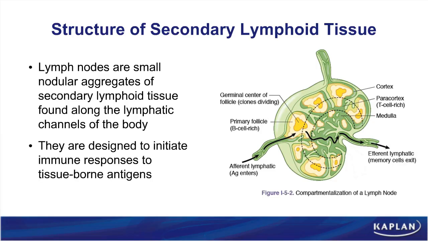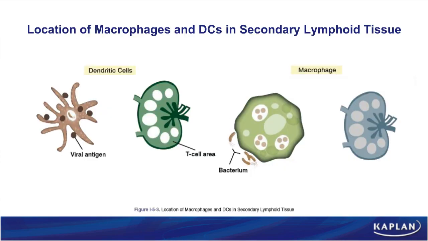Lymph nodes in general drain most of the tissues, drain certain aspects of the mucosa, and are designed to initiate immune responses to antigens that get into either the mucosa or the tissue. In addition to the B cells and the T cells, it's also important to know where the antigen-presenting cells other than B cells live within the secondary lymphoid tissue.